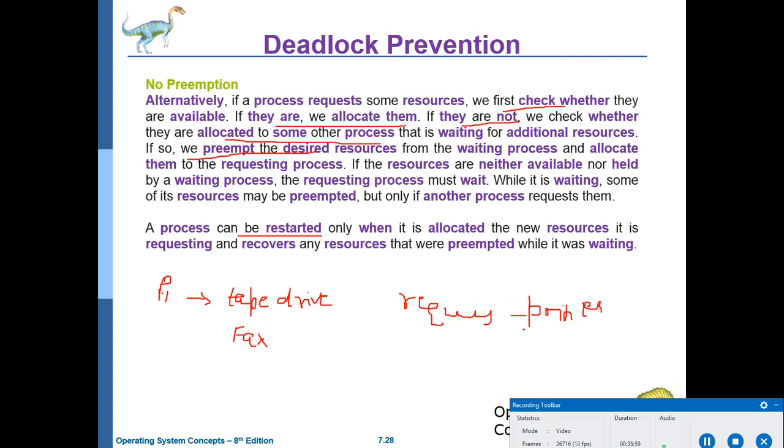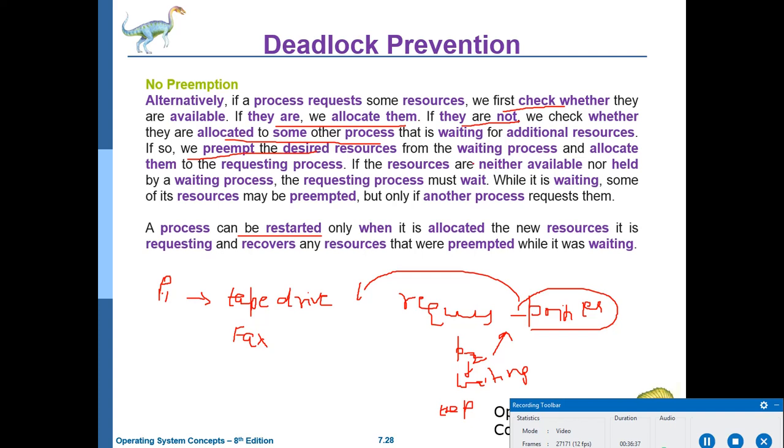If the printer is used by, for example, process P2, which is holding a printer but is also waiting for some other resource, let's assume P2 is waiting for a tape drive. Alright, so in this case what will happen? This printer will be preempted from process P2 and given to process P1, which is explained in the first paragraph. So this is the first condition.